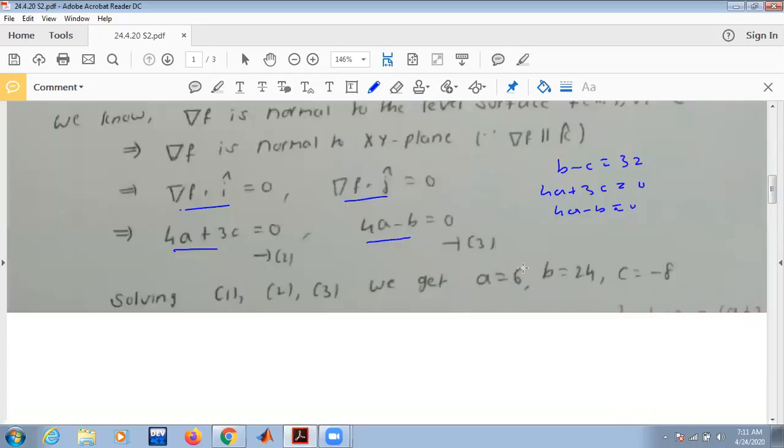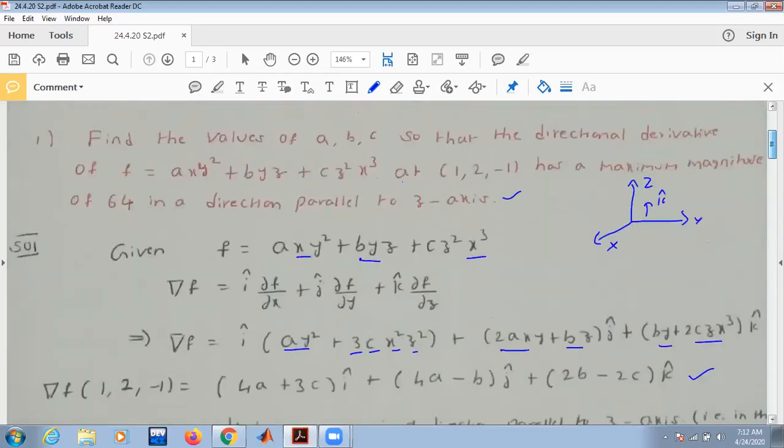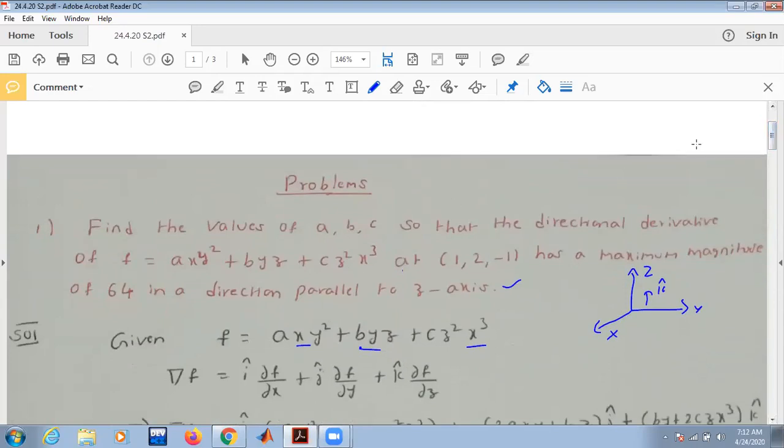So when you solve these 3 equations, you will observe that a equal to 6, b equal to 24, and c equal to minus 8. Is this clear to all of you? So did we use all the data that is given in the problem?